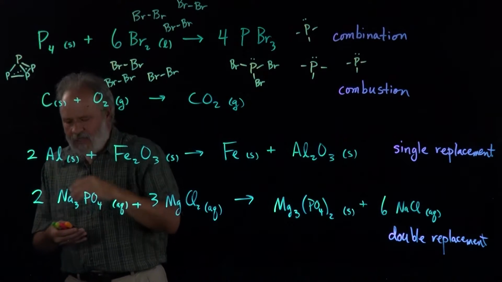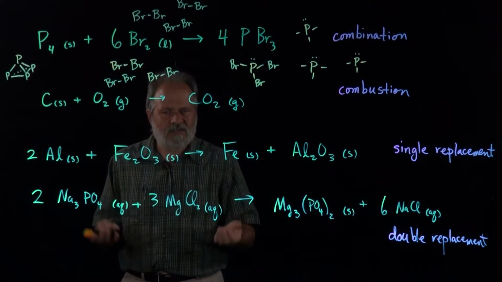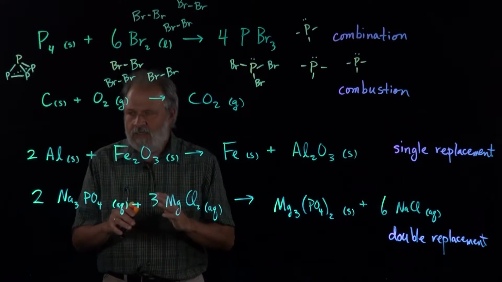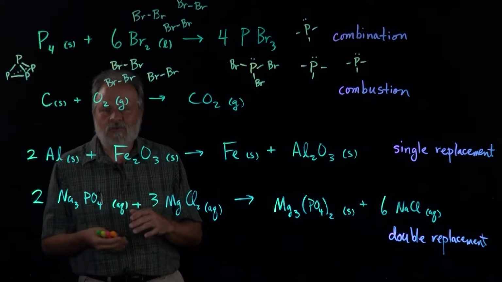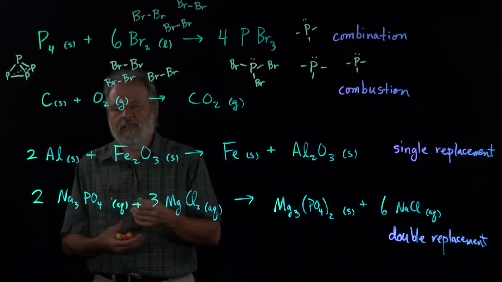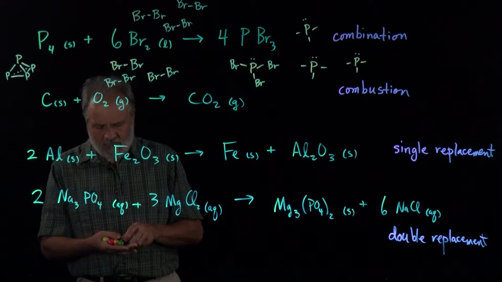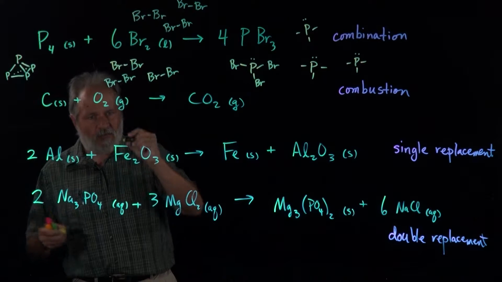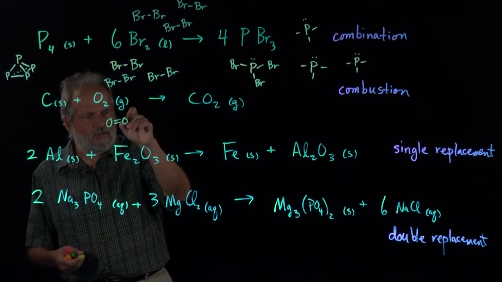All right, now carbon as a solid could be several forms. It could be graphite, could be diamond, so I'm not going to draw that in any sort of detail. The oxygen is, of course, an O=O bonded molecule, with a double bond.